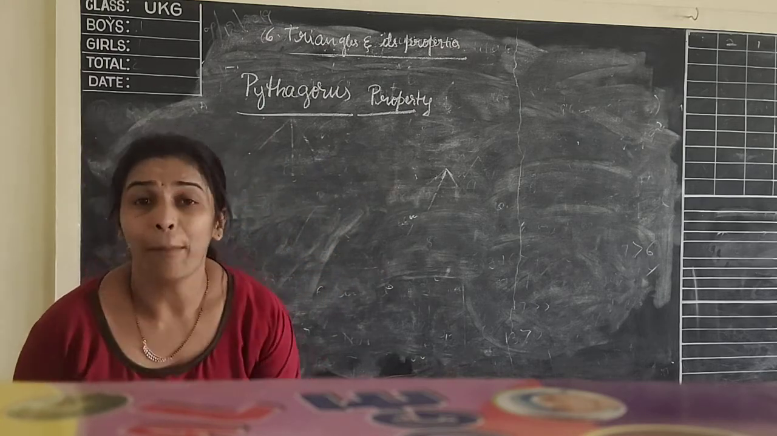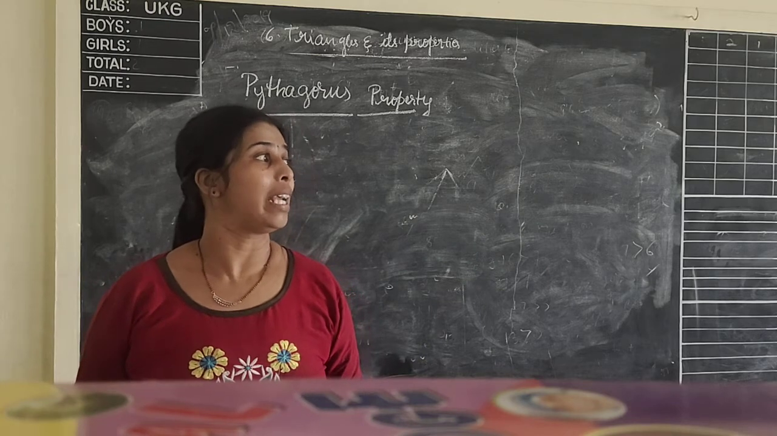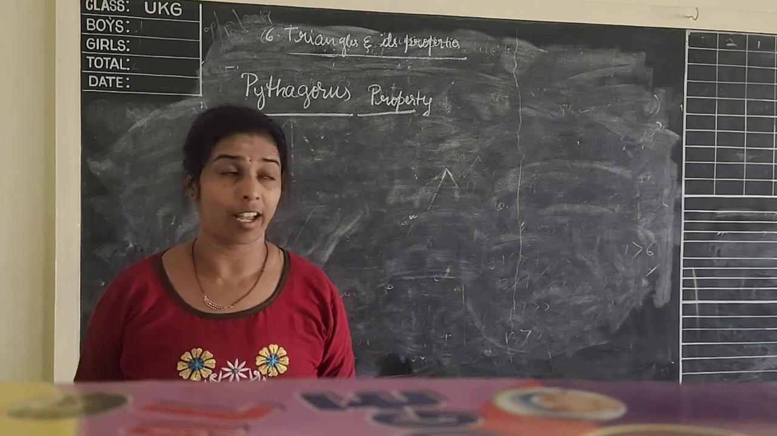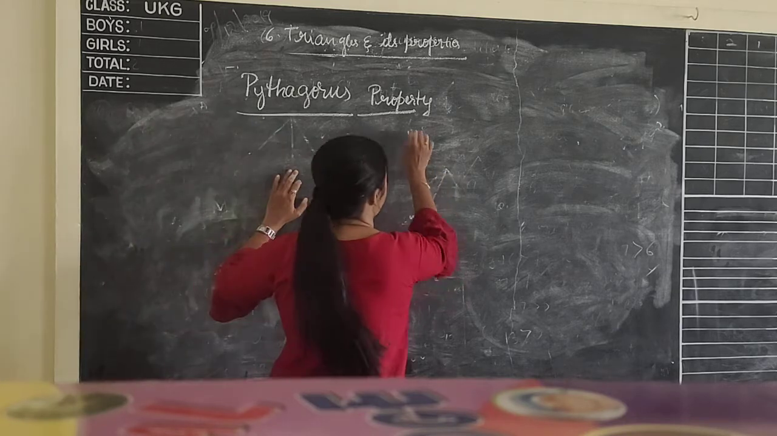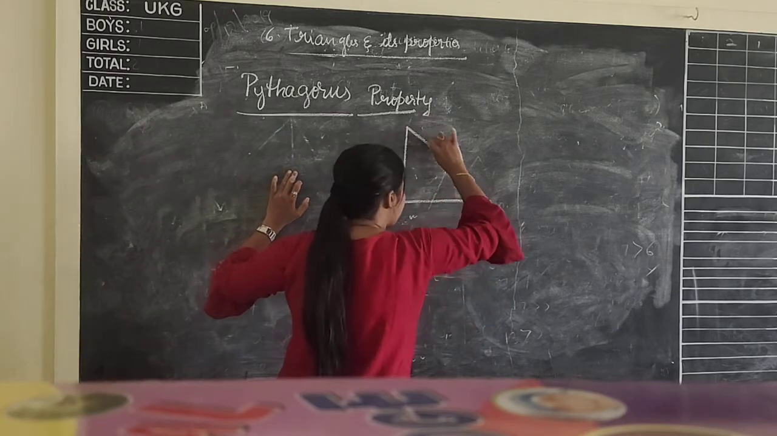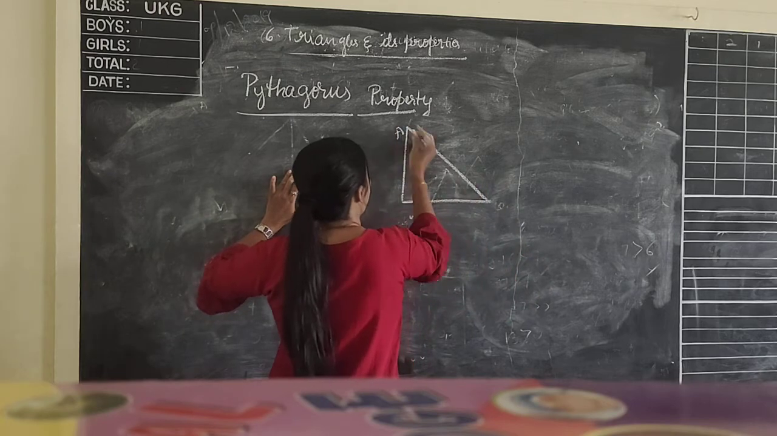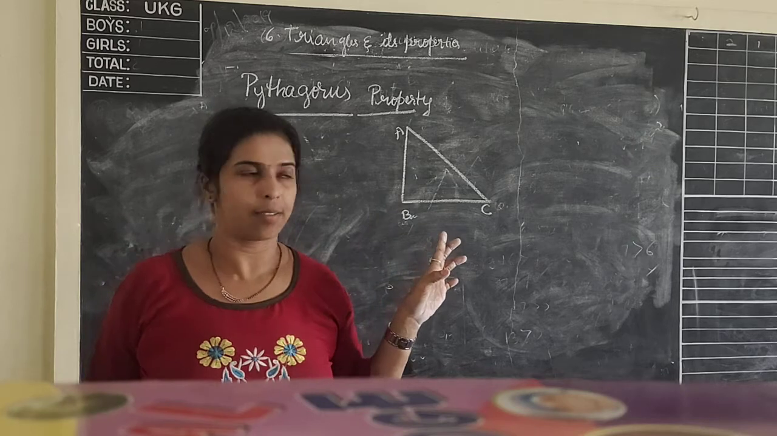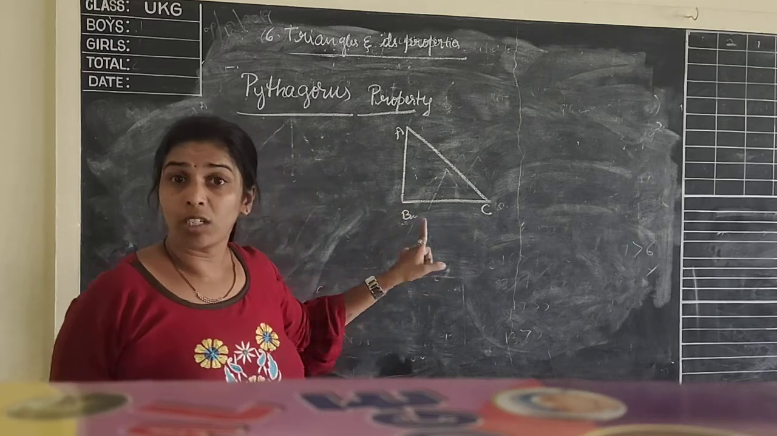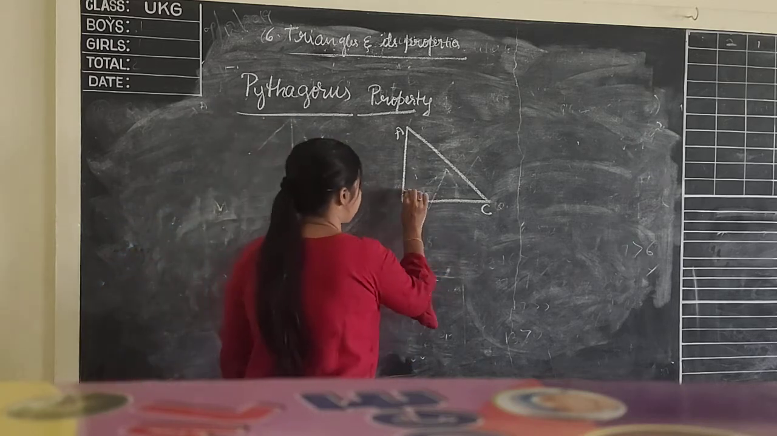So what Pythagoras said, Pythagoras said only for the right angle triangle. This is the right angle triangle, is it? In a right angle triangle means what? One angle must be 90.